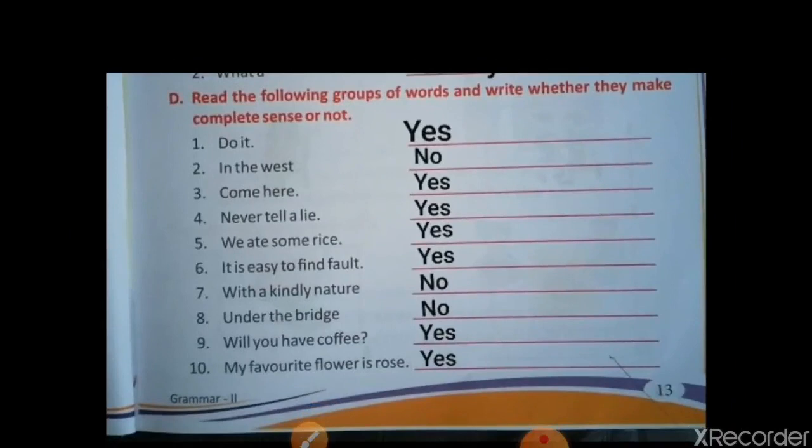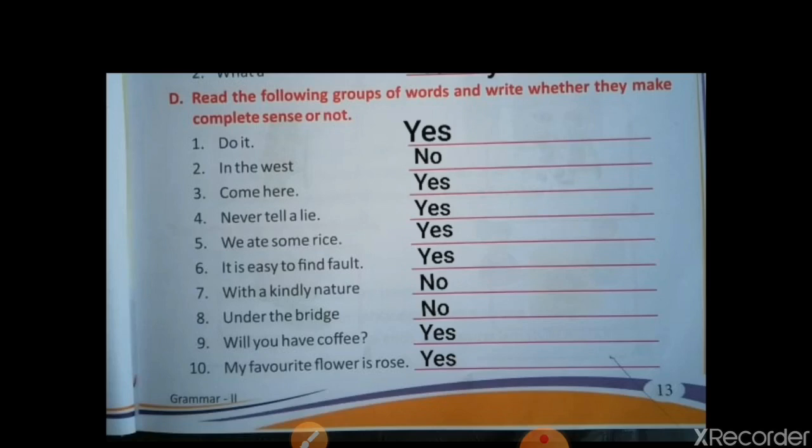Students, here is the D exercise. Read the following group of words and write whether they make complete sense or not. बेटा स्टूडेंट्स, कंप्लीट सेंस का मतलब क्या हुआ? जो सेंटेंस कंप्लीट मीनिंग बताता है, उसमें वर्ब होती है, उसमें सब्जेक्ट होता है और कंप्लीट सेंस होता है, तो उसको कहते हैं हम कंप्लीट सेंटेंस.